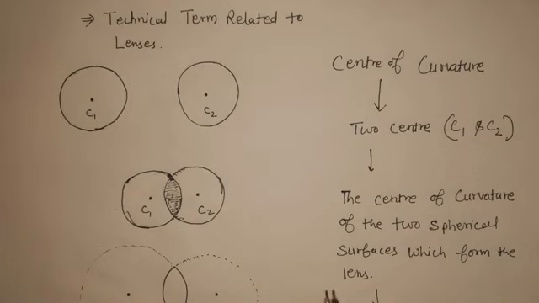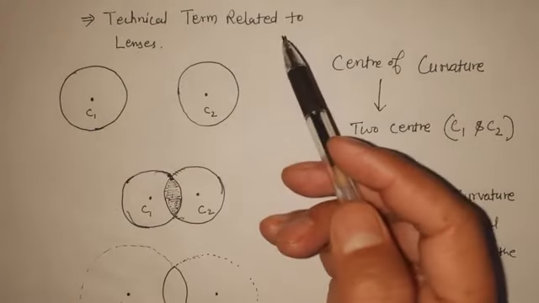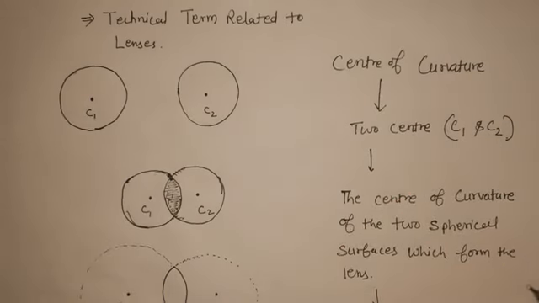Welcome to this physics video. Today we are going to start with technical terms related to lenses, meaning what is the center of curvature, what is focus, focal length, and aperture. These are the terms that we are going to discuss in today's video.